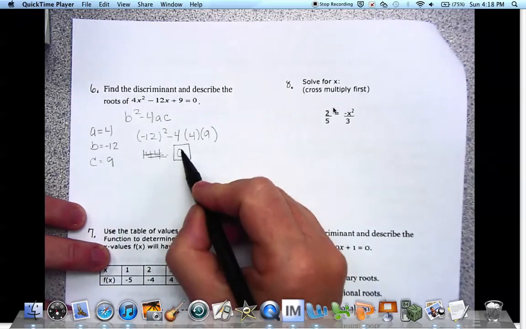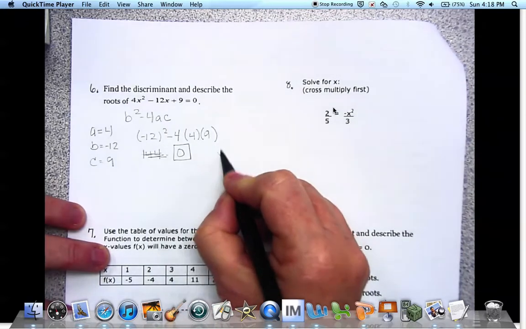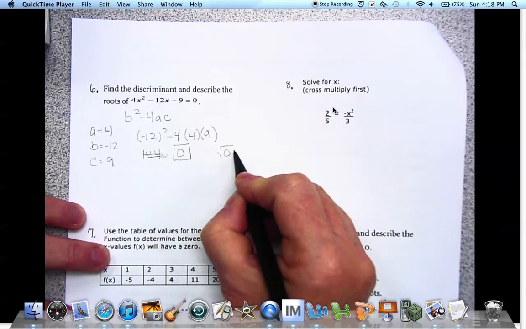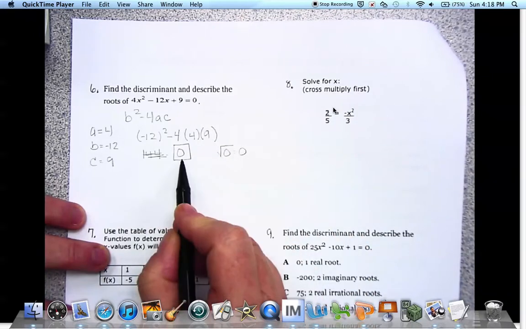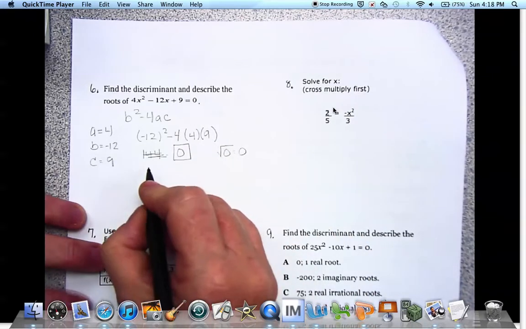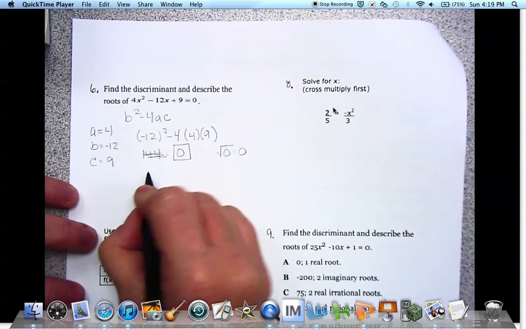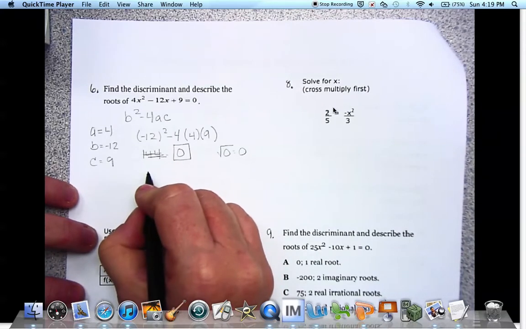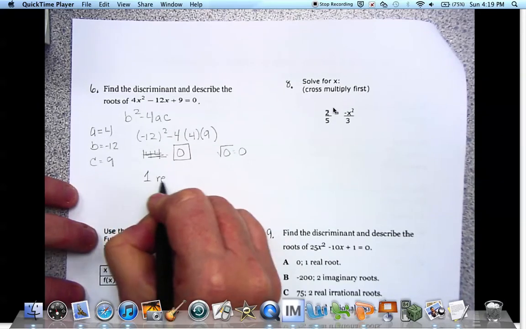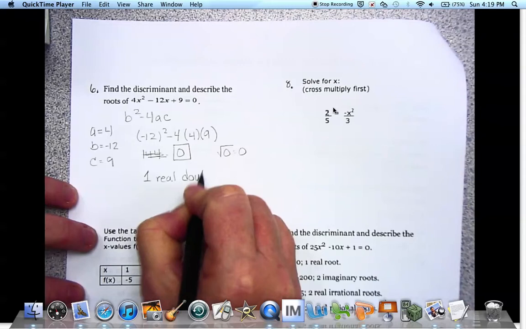Okay, so what kind of roots are those? Remember, this goes underneath the square root, and so the square root of 0 is 0. What kind of roots is 0? It's going to be one real double root.